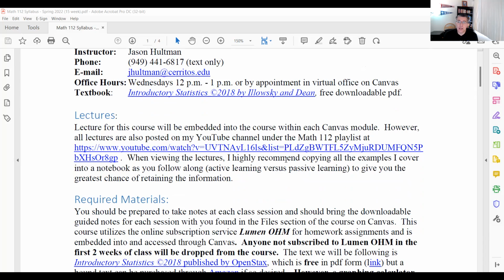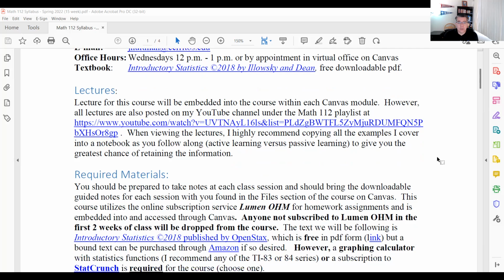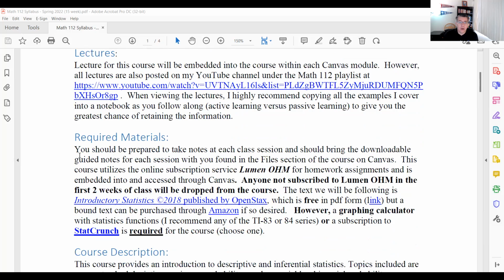When viewing the lectures, I highly recommend copying all the examples I cover into a notebook as you follow along. Active learning versus passive learning. So just don't watch the screen. Pause the videos and write down the examples as we go along. Okay, to give you the greatest chance of retaining the information. And there are guided notes as well for each of the lessons. Okay, in each of the videos.